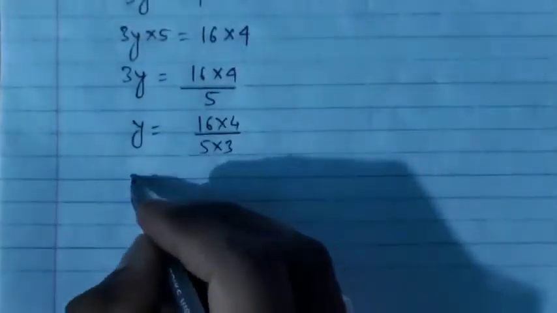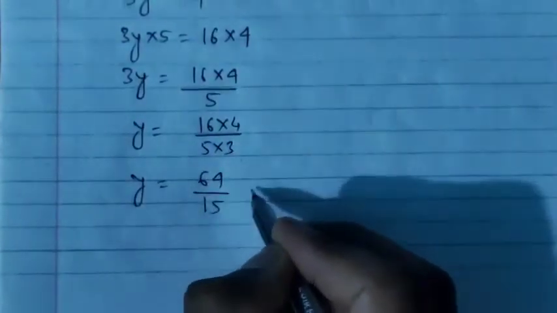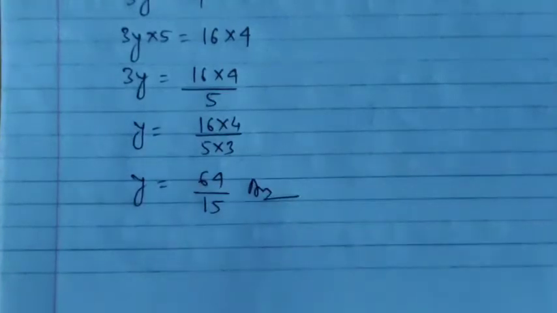3y is equal to 16 into 4 divided by 5. Now again this 3 will come this side. 16 into 4 by 5 into 3. In the next step, y is equal to 64 by 5 3 ja 15. This is the value of y and this will be your answer. Similarly, you have to solve question number 7 also, and question number 8 we will solve it now.